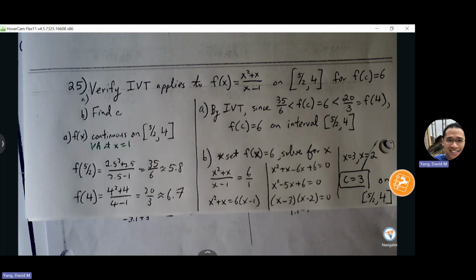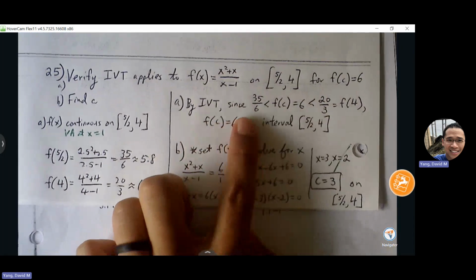So we need f of 4 to be above 6. For f of 4, we do direct substitution into the function. We get 20/3, which is 6.7. So we're safe. We know we're going to reach a y value of 6 somewhere on that interval because I'm starting at 5.8 and ending at 6.7. It's going to have to cross through and hit 6 because my graph is continuous for every point on that interval. So here is our justification.